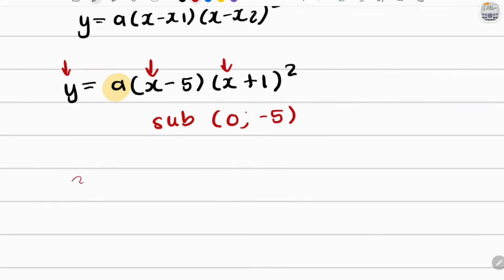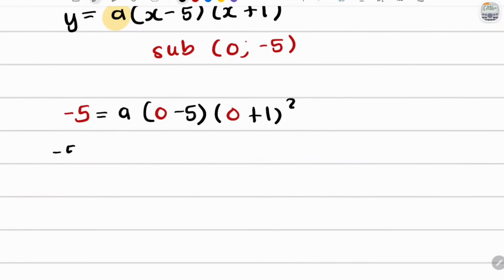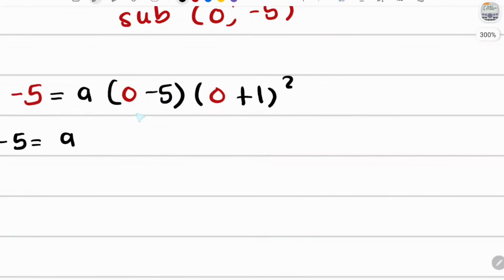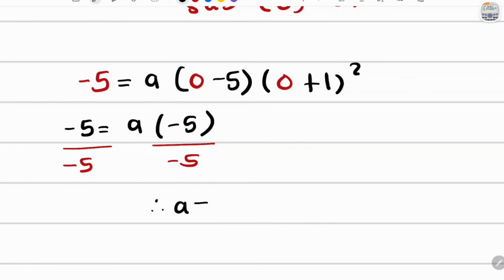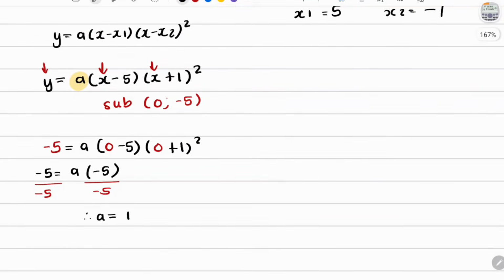So that makes -5 is equal to A times, in place of x, 0 minus 5, and then 0 plus 1, all squared. Let's simplify. We have -5 is equal to A. 0 minus 5 is -5. 0 plus 1 is 1. 1 squared is 1. So you have -5 times 1, which is -5. And so to solve for A, you would divide both sides by that -5, and you see that A is finally equal to 1.